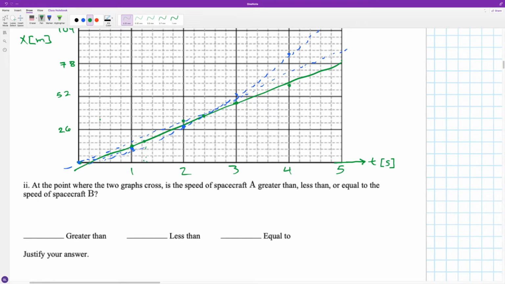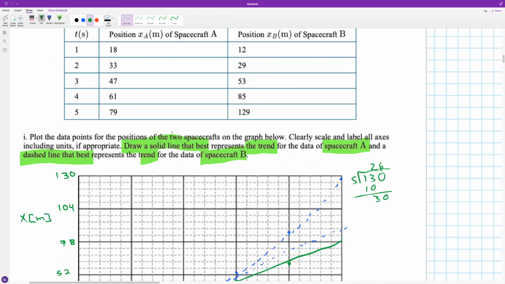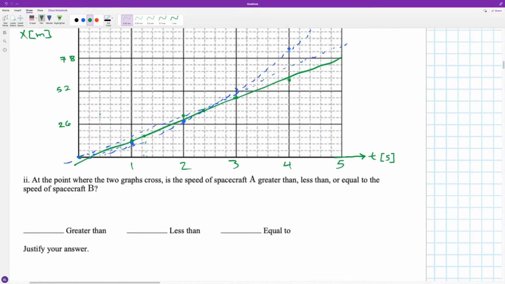At the point where the two graphs cross, is the speed of spacecraft A greater than, less than, or equal to the speed of craft B? Well, let's see here. At all times prior to their intersection, the velocity of B, the blue graph, was less than that of A, the green graph. Now, to pass it and have more positions afterwards, when they have the same position, one needs to be going faster. So it looks to me like B is going to be going faster.